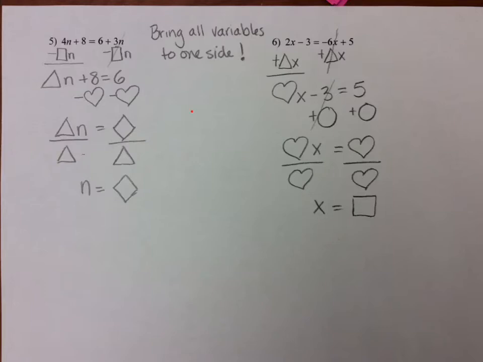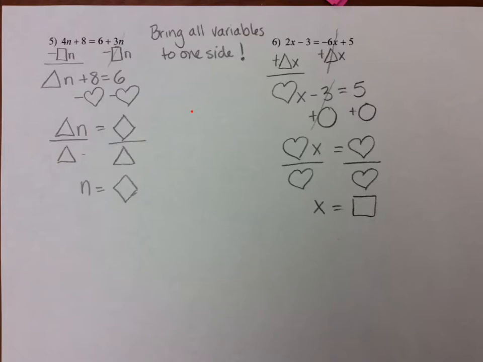All right. First one. Number 5. 4n plus 8 equals 6 plus 3n. Notice on this one, we have n's on the left and we have n's on the right. So the first thing we want to do when we have n's on both sides is bring all of the n's to the same side. So we're going to bring all our variables, all our x's, whatever variable we're using, all to one side.